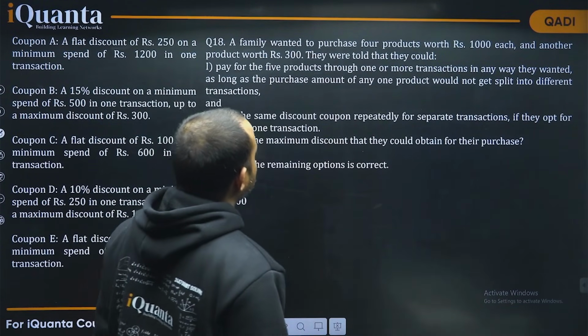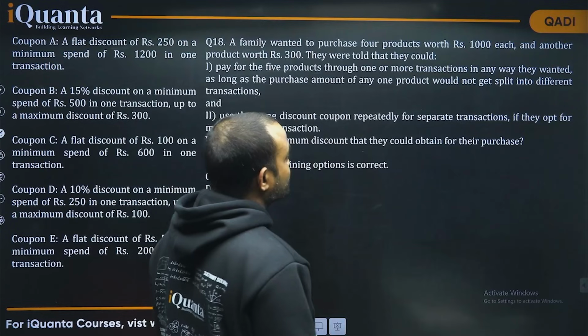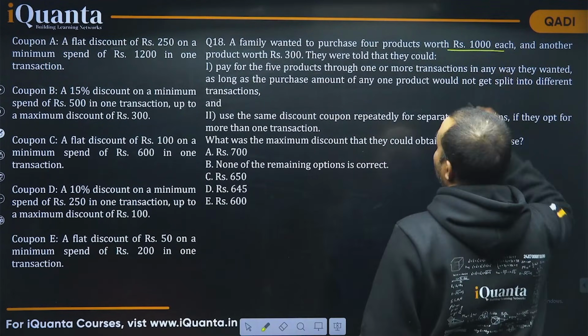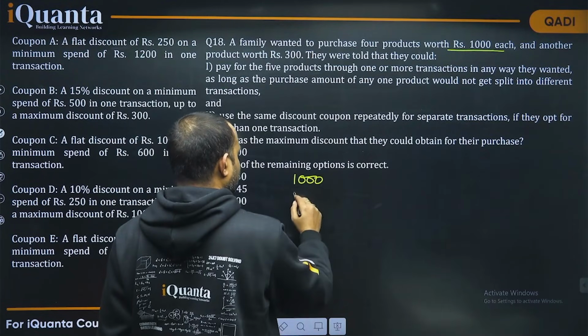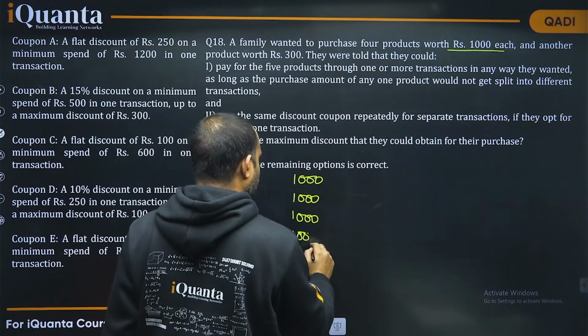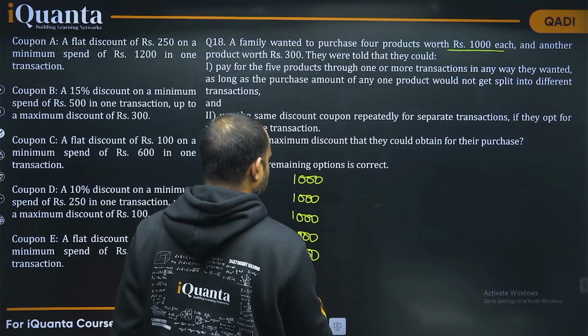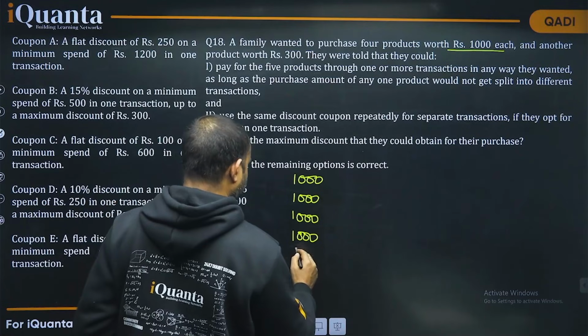Then comes the last question of this set. A family wanted to purchase 4 products worth 1000 each, and another product worth 300. In 1 hour, 100 workers can produce 80 A, 160 B, and 120 C. So this is your work. This is the number of persons, and this is the time period.